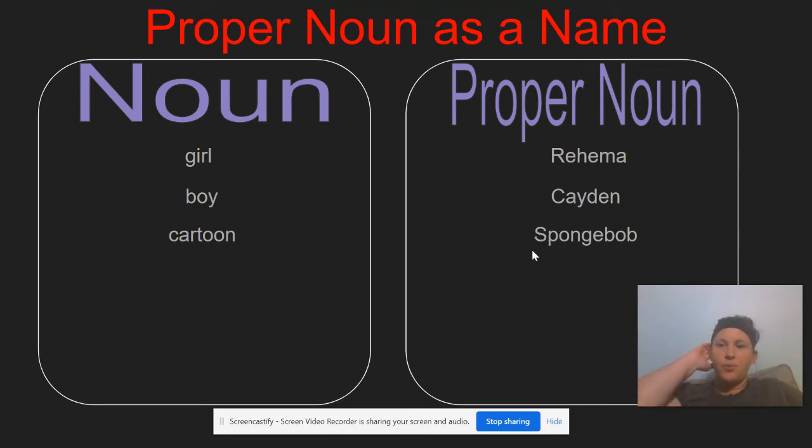When you're talking about a proper specific noun, that means that they're special. Hayden's not just a boy, he's a special boy. So you have to capitalize that H. Rahima is not just a girl, she's a special girl that we're specifically talking about, so you have to capitalize that R. SpongeBob is a cartoon, and there's millions of cartoons, but since we're talking about SpongeBob, we have to capitalize the S to show that he's special. He's a proper noun.